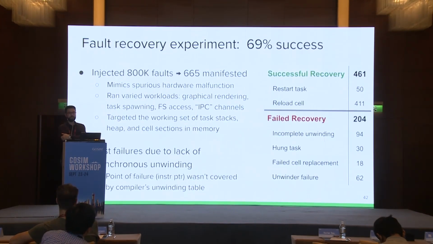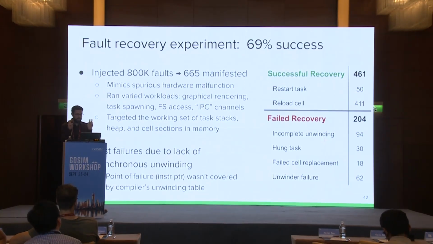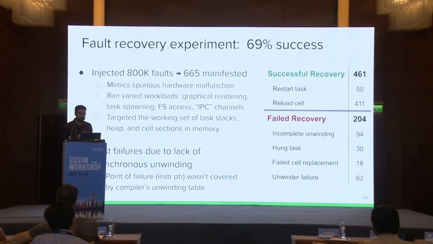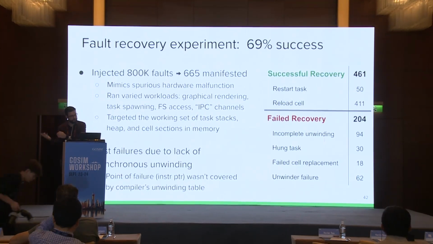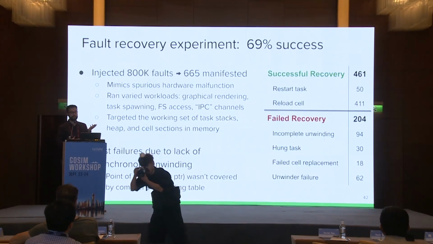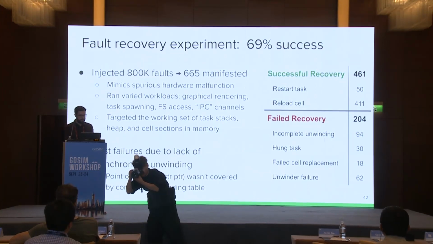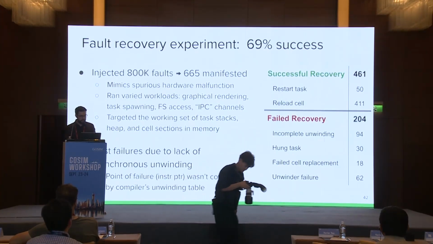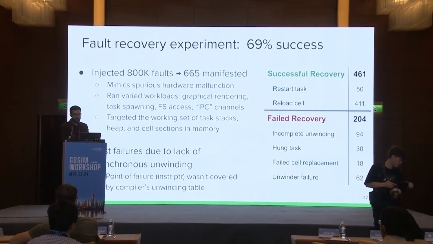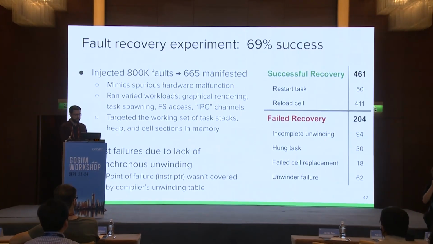So I ran an experiment a while ago where I injected 800,000 faults of this kind of spurious hardware malfunction variety. And I was able to get only around 660 to manifest. What that means is the result of that fault actually caused a real problem, right? We ran quite a lot of varied workloads, rendering graphics to the screen, spawning tasks, accessing file systems, sending data between channels, which is kind of like IPC. And we made sure to target the working set of the memory that is actually being used by these cases, right? So we were able to successfully recover from just under 70% of these failures.